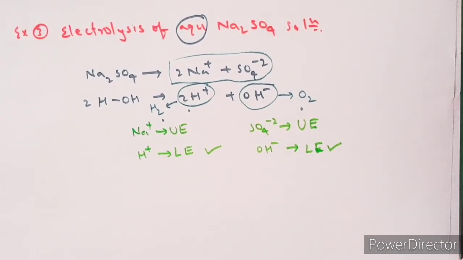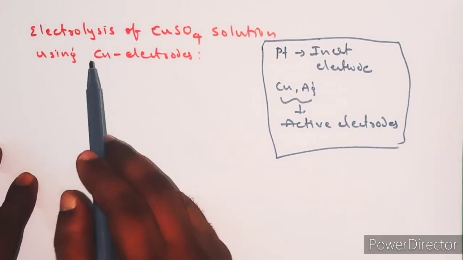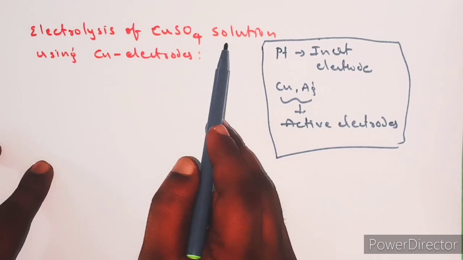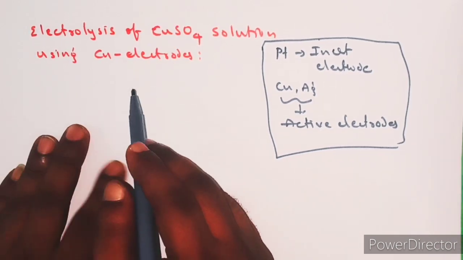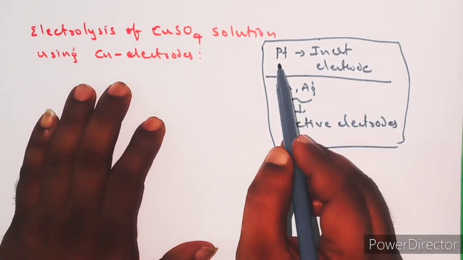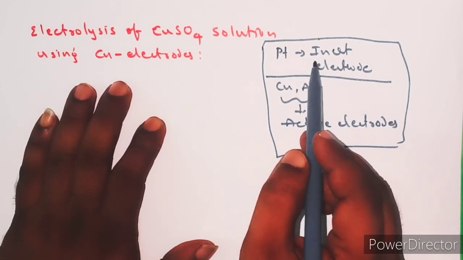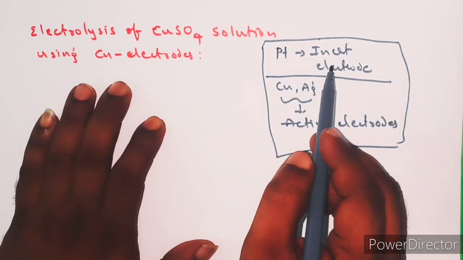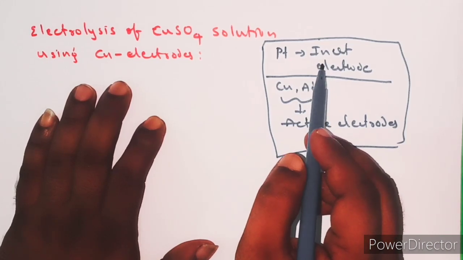Now, guys, let us see another example, that is electrolysis of copper sulfate solution using copper electrodes. These kinds of examples are very, very important for competitive exams. Generally, in all the previous examples, the electrode we used is an inert electrode, that is platinum. Inert electrode means the electrode which cannot take part in the chemical reaction or electrolysis process.